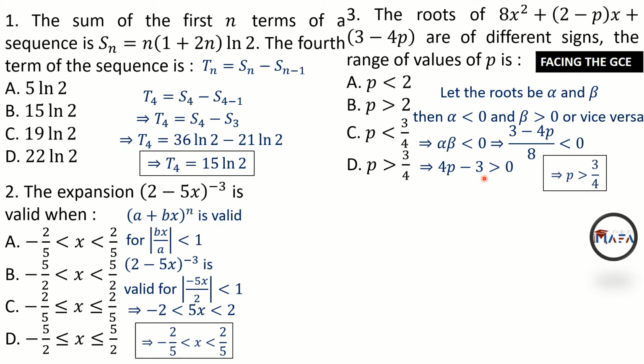So from there we can add 3 on both sides and divide both sides by 4, and we get p greater than 3 divided by 4. So for p greater than 3 divided by 4, the roots of our equation will always have opposite signs. So option Z is correct.